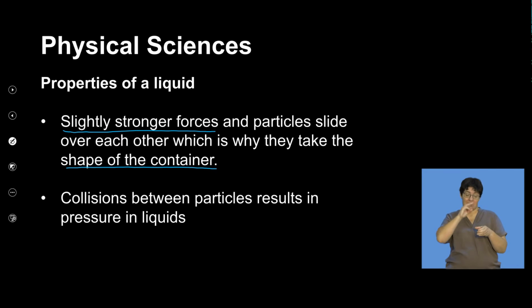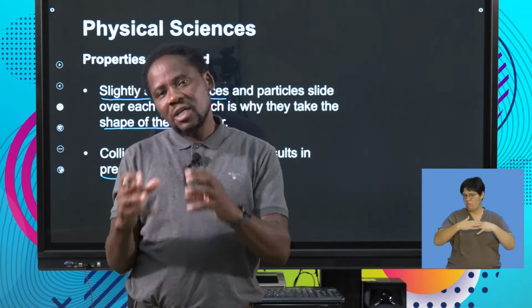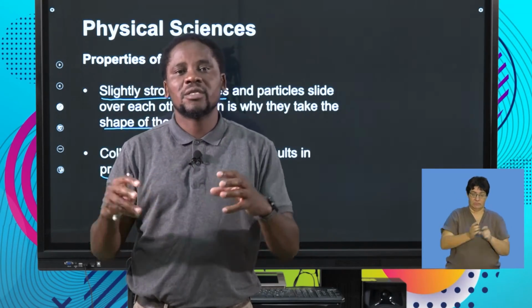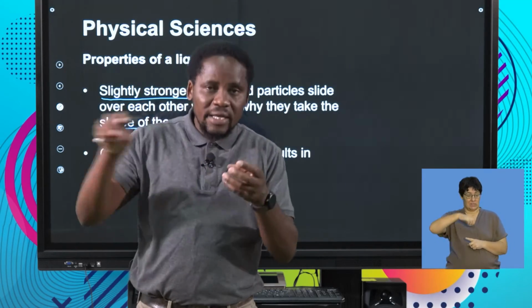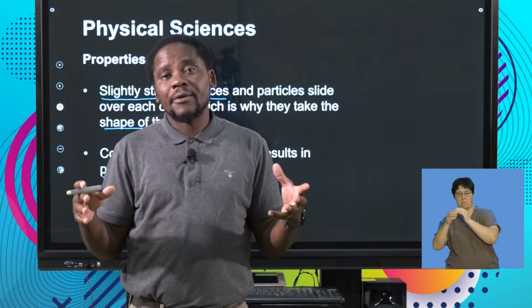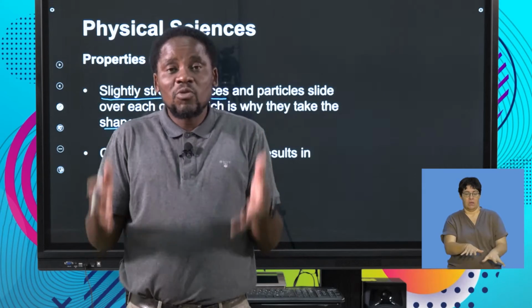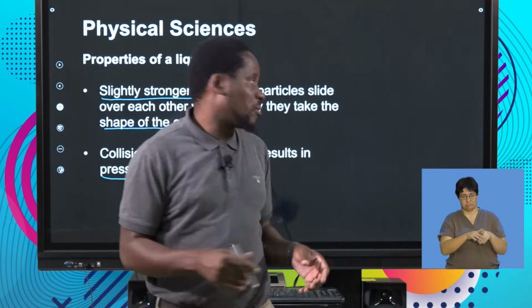And then also, with respect to the properties of a liquid, collisions between these particles result in the pressure of a liquid, okay? So remember, particles of any form or nature of matter are in a constant state of random motion. So the pressure that results from a liquid is due to these particles colliding with each other and the walls of the container. So that's why pressure in a liquid is in all directions, because the movement of these particles is quite random, okay?